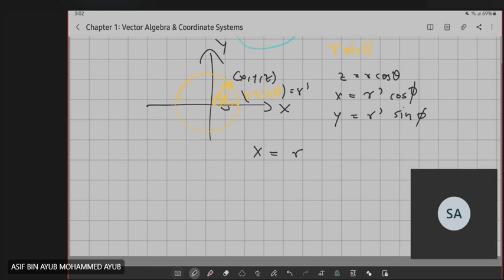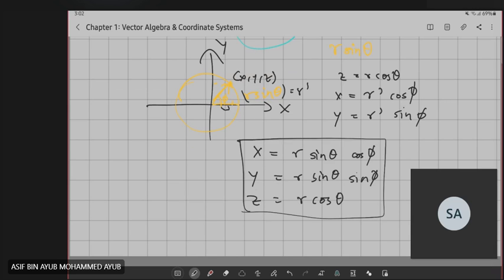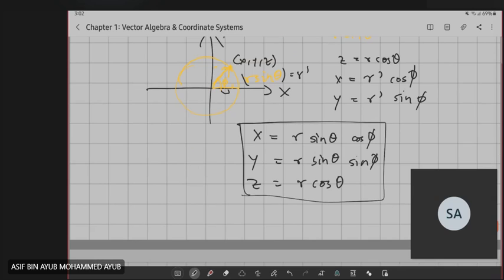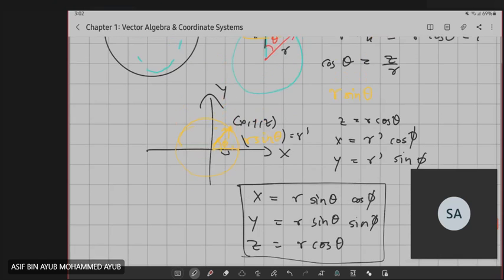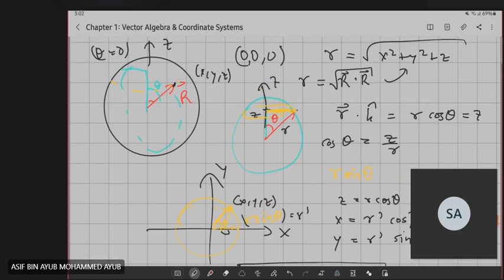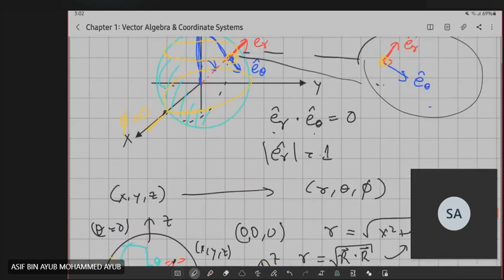Now I substitute back the r primes, which is r sine theta, so x equals r sine theta cos phi, and y equals r sine theta sine phi. And z, as we saw, is r cos theta. This is how you move from the Cartesian coordinate to the spherical coordinate. The reverse is not really important. You can look it up. It's not that important to us at this point in the course.